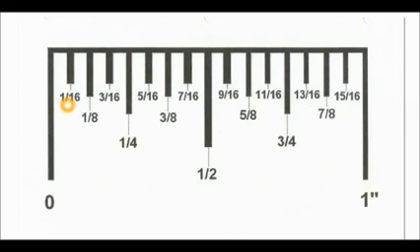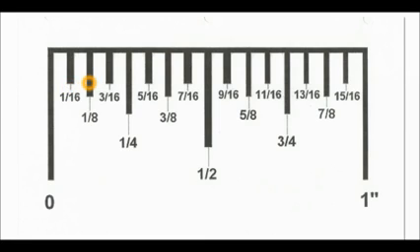So let's try to figure out how to read this tape measure. Your shorter lines are always going to be 16ths. There are 8 short lines within a 1-inch space. If you look here, you'll see all of your shorter lines: 1/16, 3/16, 5/16, 7/16, 9/16, 11/16, 13/16, and 15/16. Your 16ths are your shorter lines.